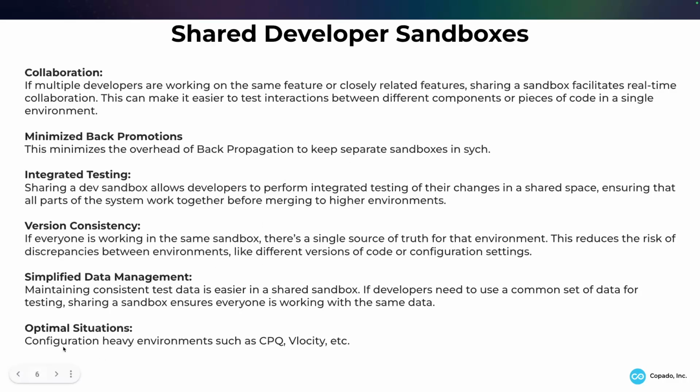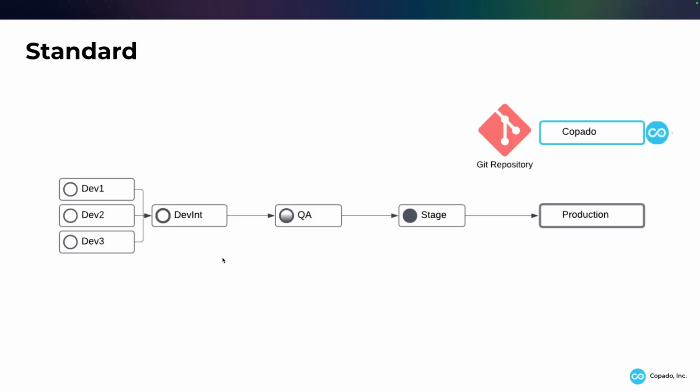Now, this is optimal for configuration heavy elements such as CPQ, with CPQ configurations, Velocity, and so on. So imagine trying to have a CPQ configuration in Dev 1 and have the identical CPQ configuration in Dev 2, and multiply this times 20 developers, all working on a CPQ configuration. They might find that impossible because CPQ is data heavy. And that is another reason why you might want a shared environment.